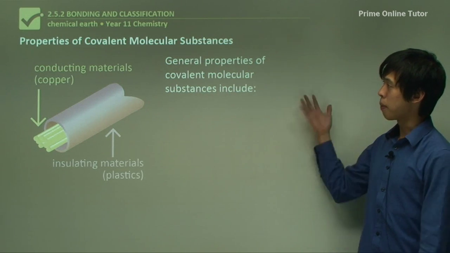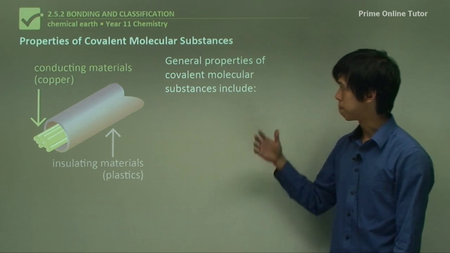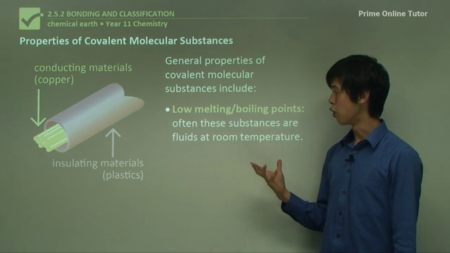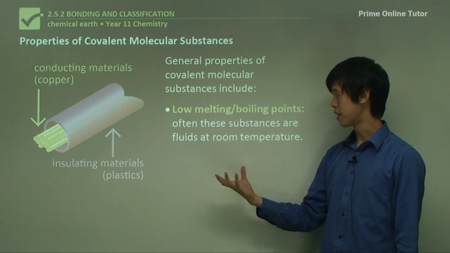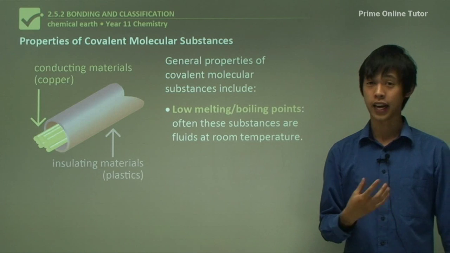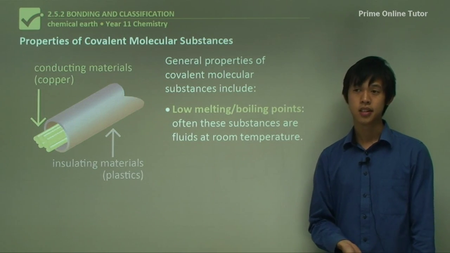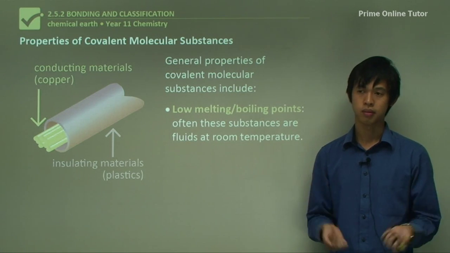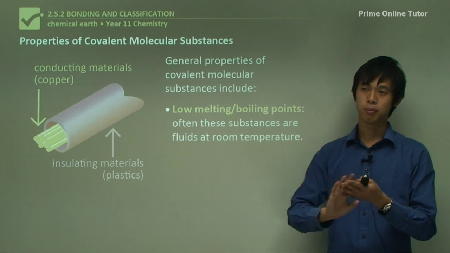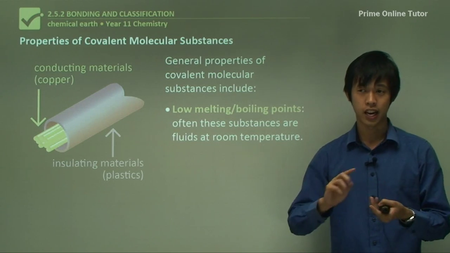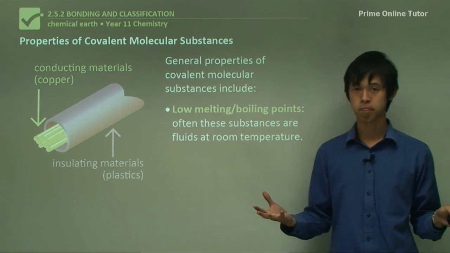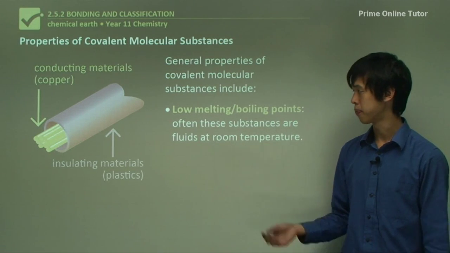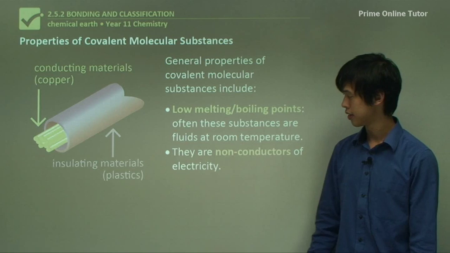Okay? So properties of covalent molecular substances. General properties, not all of them have this, but general ones include low melting and boiling points. So often these substances are fluids at room temperature, and by fluid I mean gas or liquid. So a lot of them are gases. So think oxygen, fluorine, chlorine, nitrogen. Those 4 that I mentioned all exist as gases at room temperature, and they're all covalent molecular substances as well. Okay, so you can see they have very low melting and boiling points.